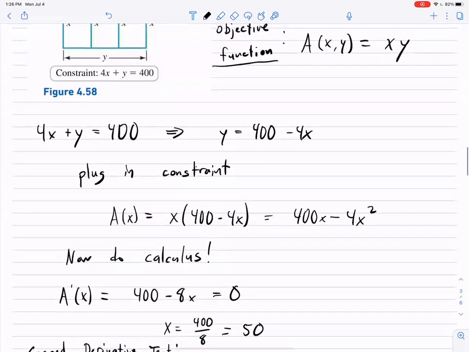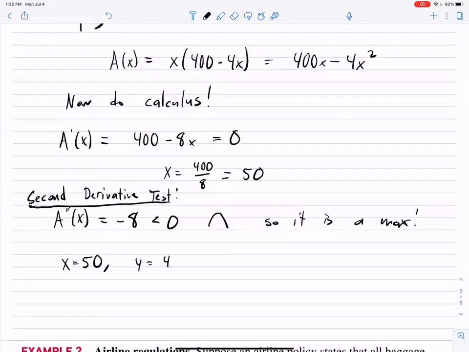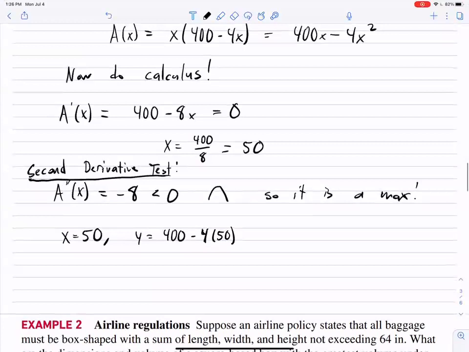If x equals 50, what does y equal? Y equals 400 minus 4 times 50, right? That was what we solved for y. And so y is going to have to equal 200.